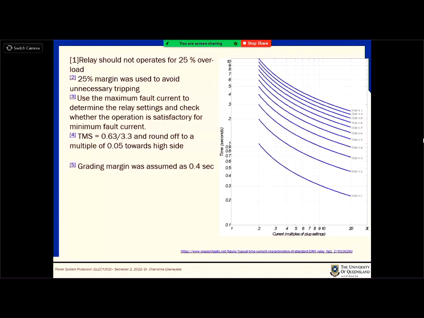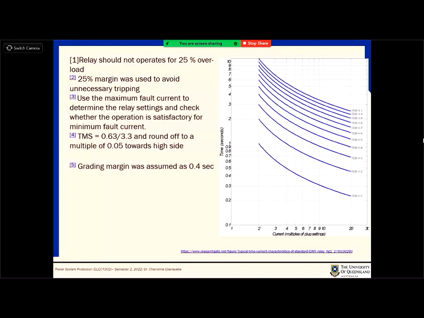Second one is that the 25% margin was used to avoid unnecessary tripping. So that is the same. Use the maximum fault current to determine the relay settings and check whether the operation is satisfactory for the minimum fault current. That is what we are going to do. Remember, relay settings are always set based on the maximum fault currents, so that we will discuss.